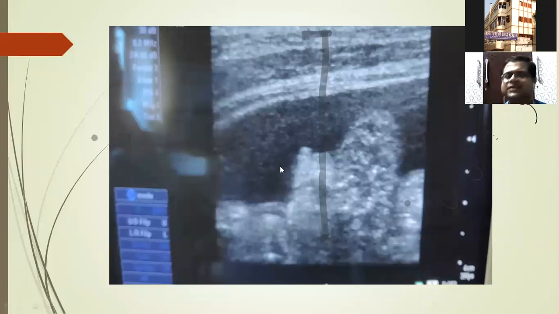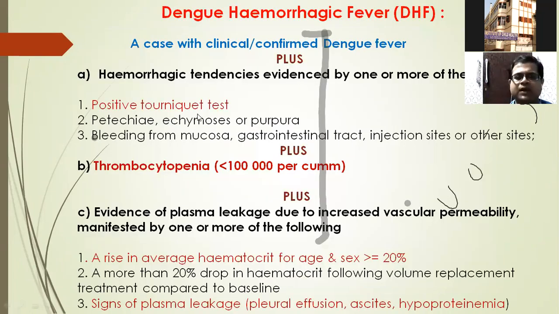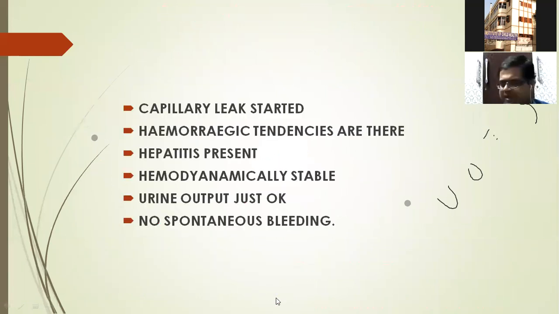Now, in which stage? Stage 1, stage 2, stage 3, stage 4. Stage 3, stage 4 is shock. There is no shock. Stage 2, spontaneous bleeding. There is no spontaneous bleeding. So it must be in stage 1. So this patient is fulfilling the positive tourniquet test with thrombocytopenia, with rising hematocrit, as well as the signs of plasma leakage. So it is dengue hemorrhagic fever.